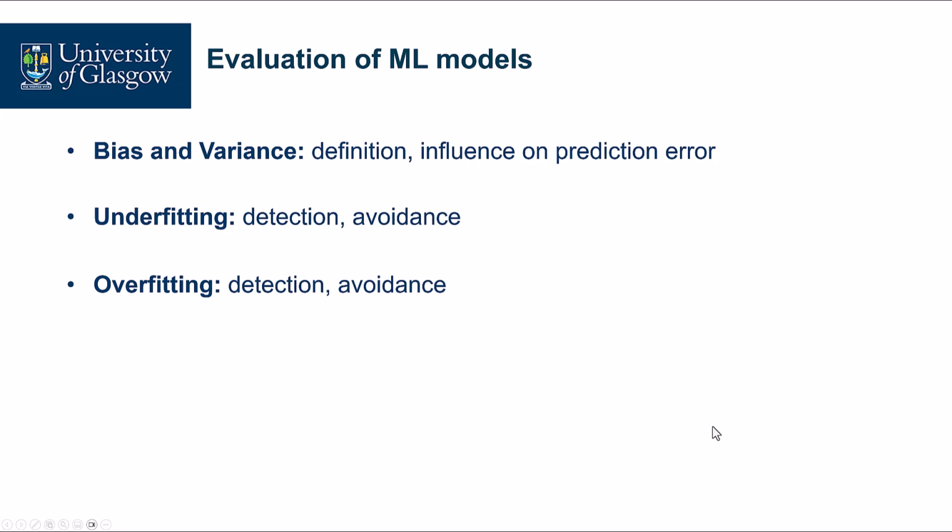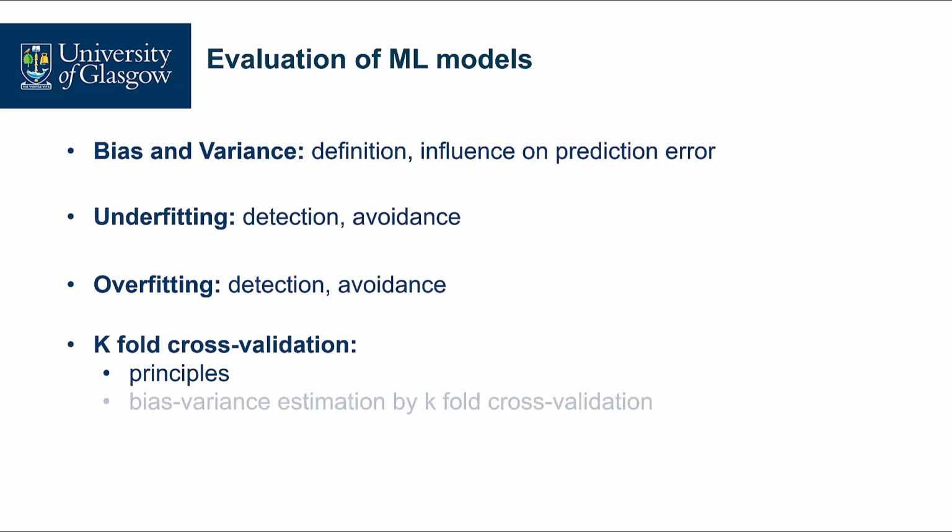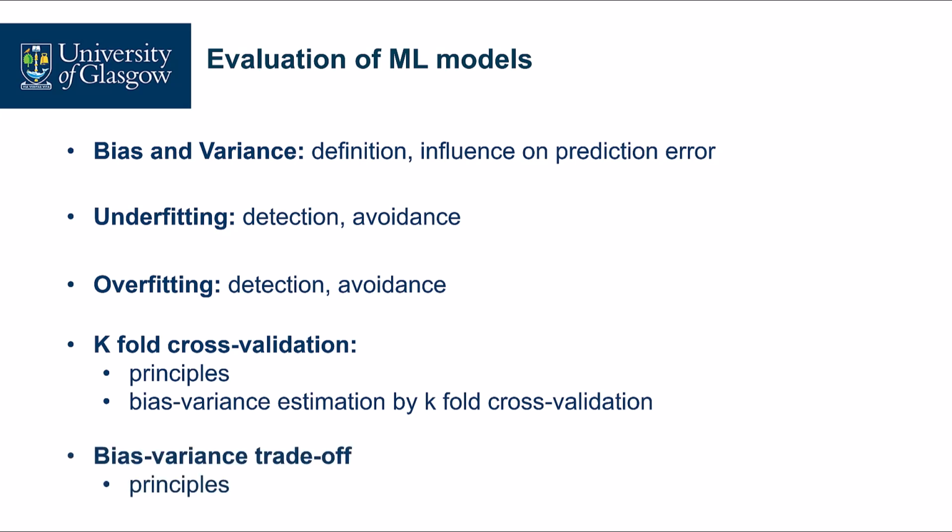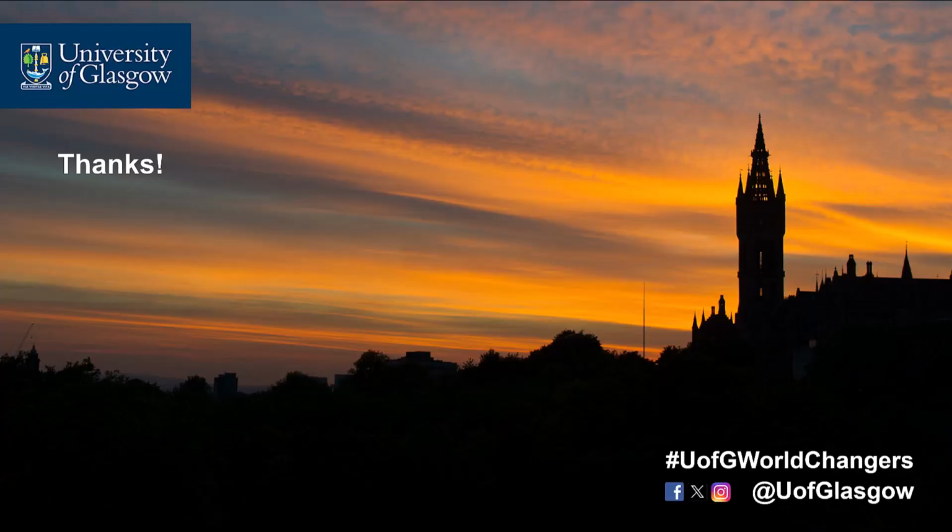Then we introduce the k-fold cross-validation, including its principles, how it works, as well as the bias and variance estimation using the k-fold cross-validation. At last, we introduced the bias and variance trade-off, including its principles, as well as how to get a good fitting, considering their trade-off. So these are all the concepts that we have introduced in these 2 weeks.